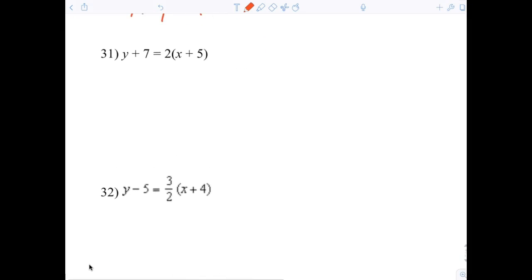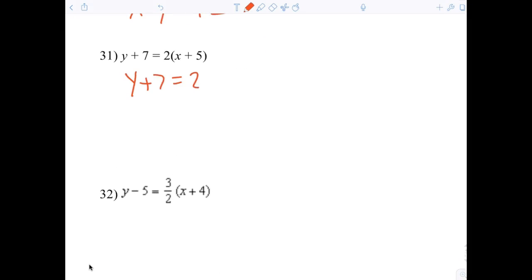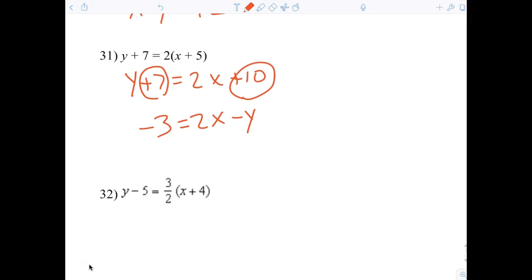Here we go, 31. Y plus 7 equals 2x plus 10. Practice. Which one am I moving? The x or the y? Move the y over, it becomes 2x minus y equals, move the 10 over, be real careful. Move the 10 and it becomes negative 3. So be careful. Negative 3. Say to yourself, 7 minus 10. That's how you should be thinking about it. The 7 stays, so you say that first, 7, then the opposite of that, 7 minus 10.